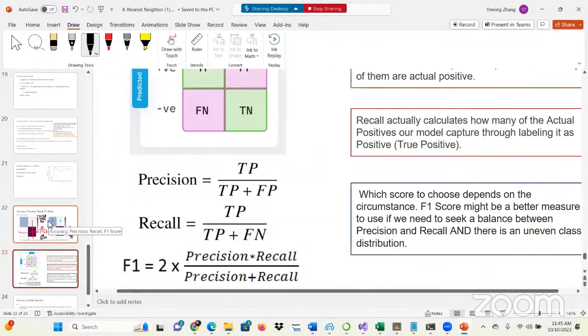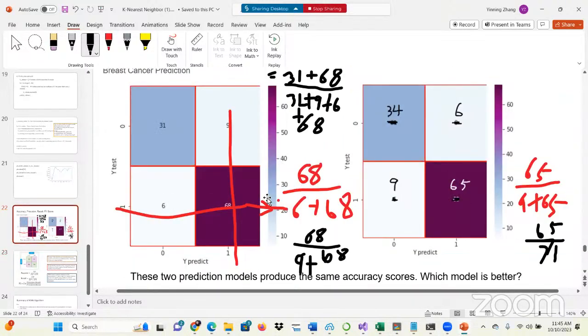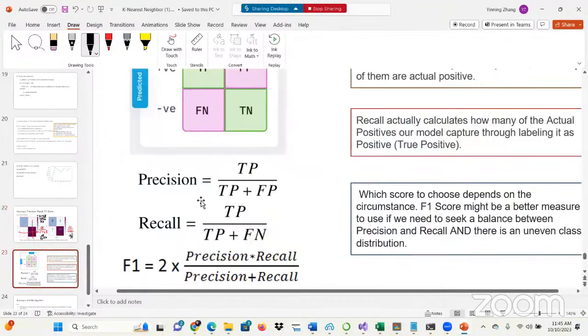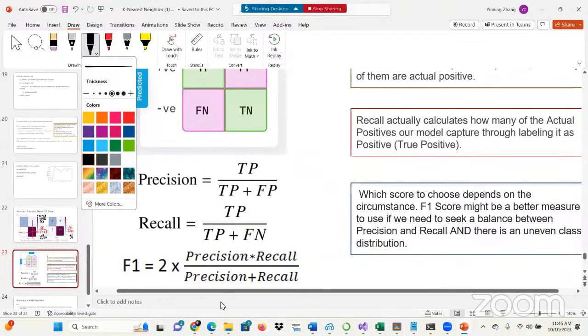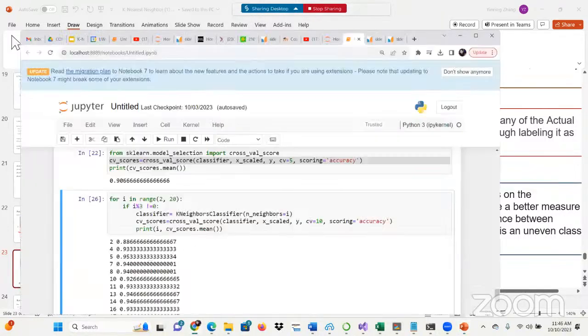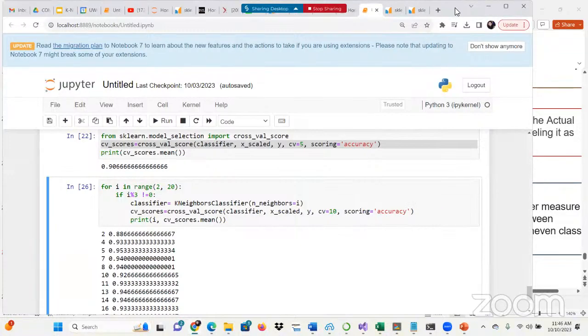And sometimes we cannot decide, maybe one model has a higher precision and the other one has a higher recall, then we cannot decide which one is better. Then we can use the F1 score. F1 score is a measure based on the precision score and the recall score. So the actual F1 score is, it's not a good explanation.